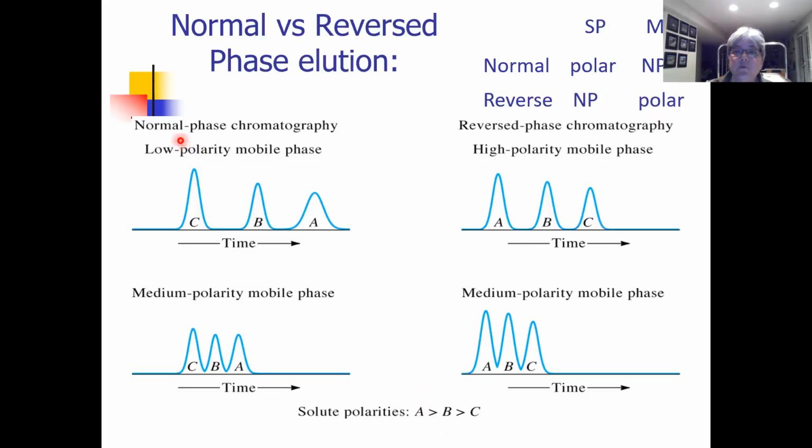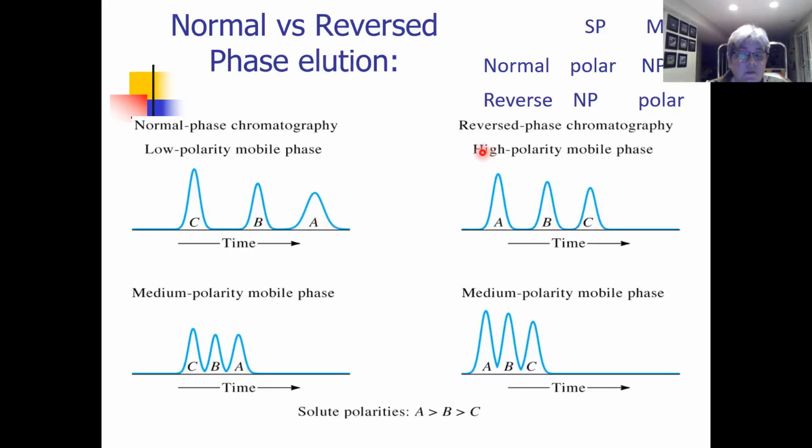So on the normal phase, remember, the stationary phase is polar. And remember, if I have a polar compound on a polar stationary phase, then that compound will stay longer than a nonpolar one. Remember, like dissolves like. So the polar compound likes the stationary phase more than the nonpolar. So when they come out, what comes out first? The nonpolar, and then last will be the most polar compound.